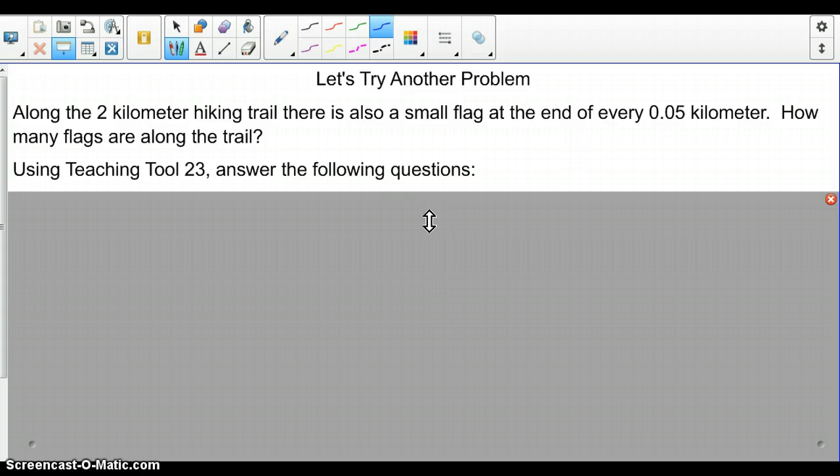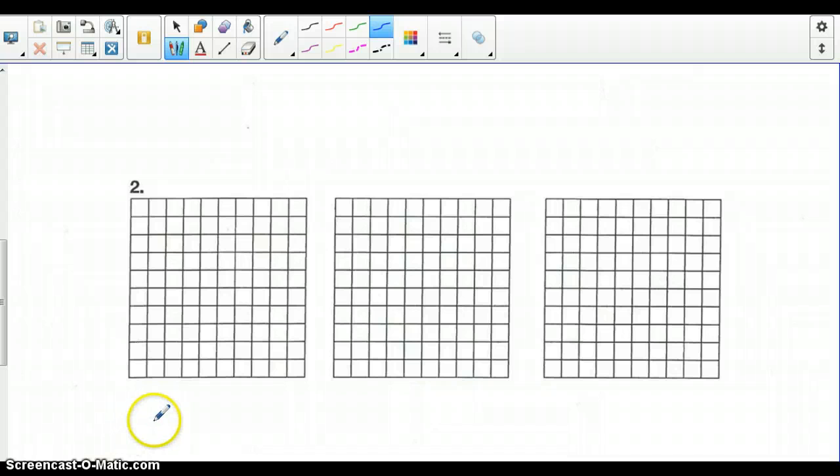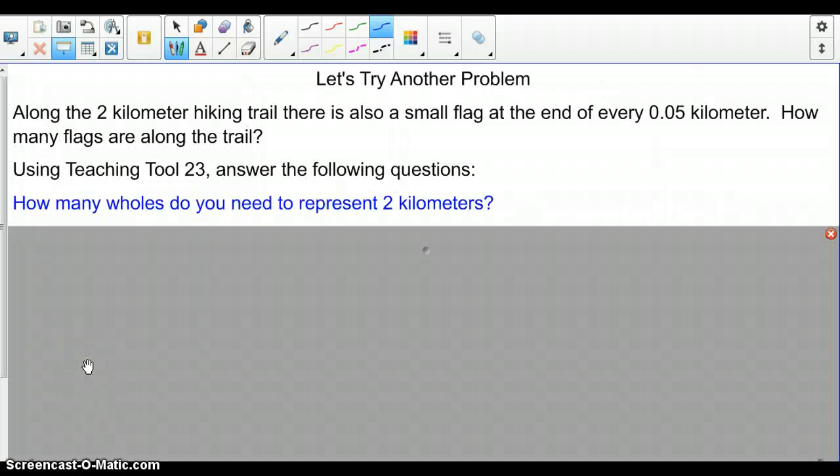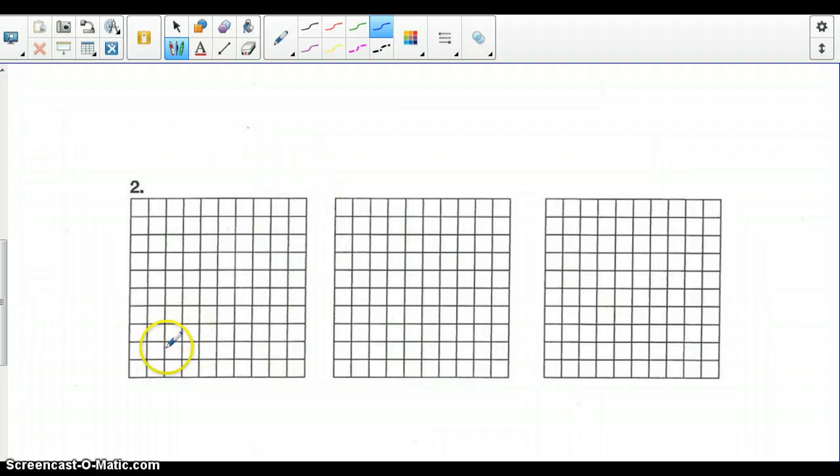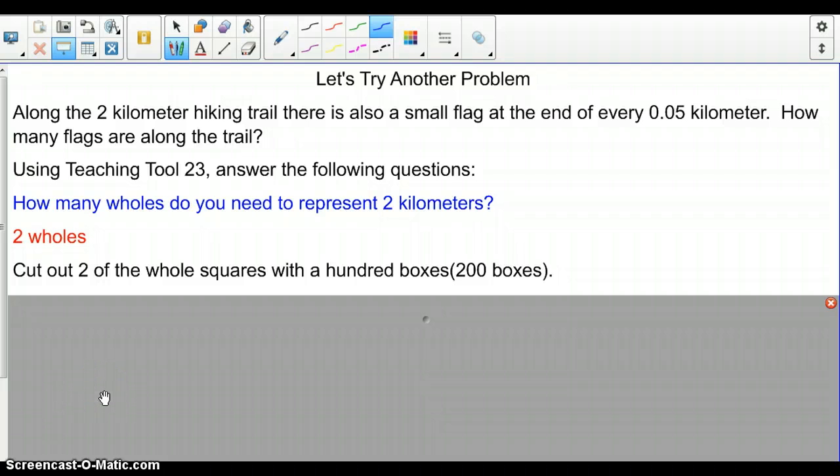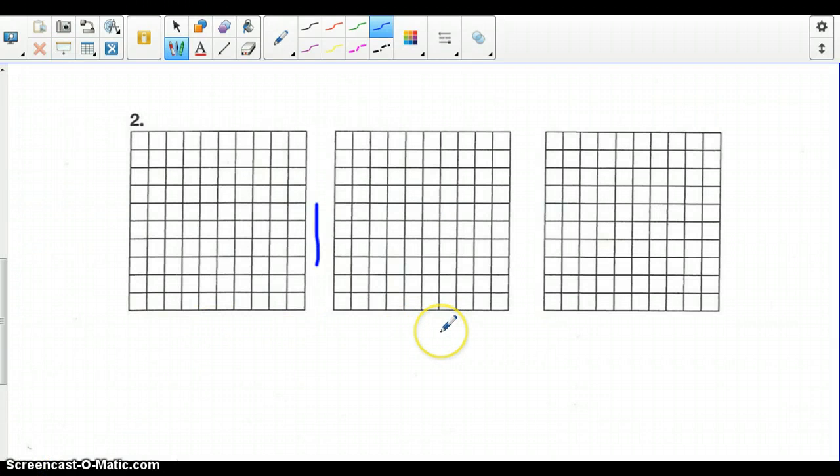Using Teaching Tool 23, answer the following questions. So you will use number 2 for this one, and get your Teaching Tool 23 and your scissors. This is what you'll be using. How many whole squares do you need to represent 2 kilometers? 2 whole squares will represent the 2 kilometers. So 1 kilometer, 2 kilometers. Now cut out 2 of the whole squares with 100 boxes. You'll have 200 boxes, but do not cut them separately yet, just 2 whole squares. So cut out this square and this square.